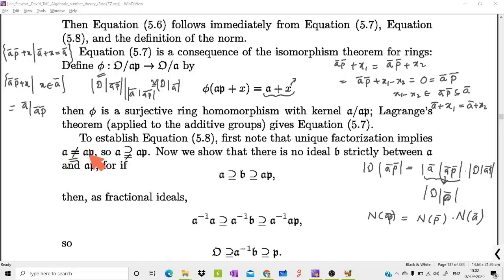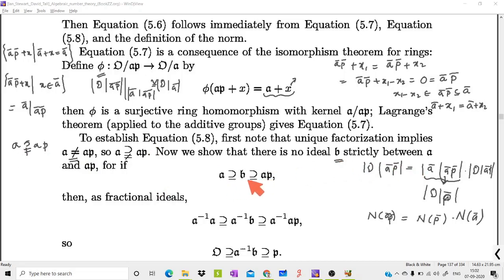A is always not equal to AP, otherwise you can cancel this A, then you will get P is equal to O. Since P is a prime ideal, it is a proper ideal, so that can never be O, so A can never be equal to AP. But we know that A always contains AP, and equality is not there, so A properly contains AP. Next, we will show that there is no ideal B which is strictly between A and AP.